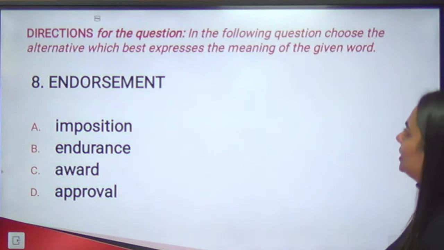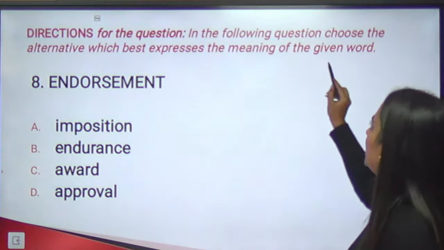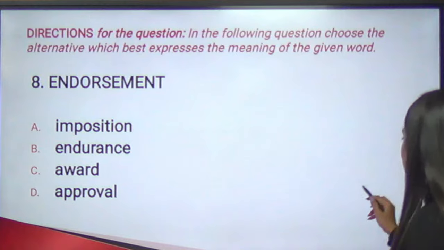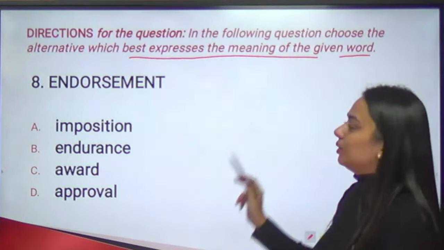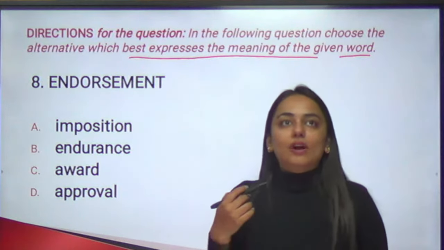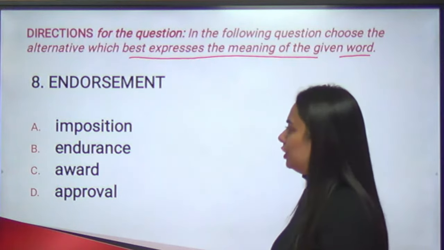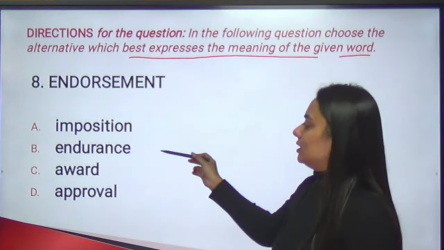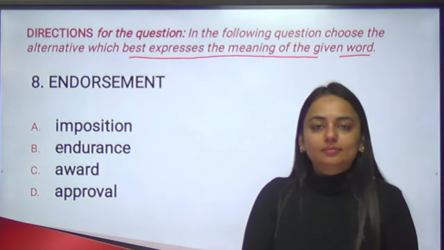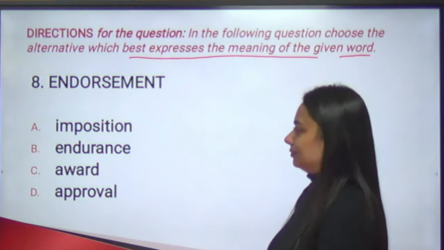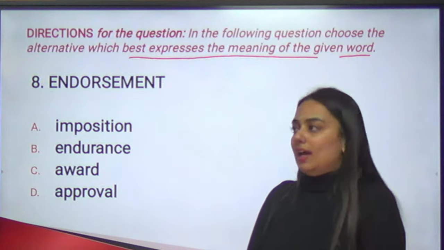Okay, so the direction is in the following question, choose the alternative which best expresses the meaning of the given word. So it means they are asking us a synonym which best expresses the meaning of the given word. Now we have to find out the synonym of this word, endorsement. So should it be imposition, endurance, award, or approval? What is it? Let's see if you'll be able to find out the answer.